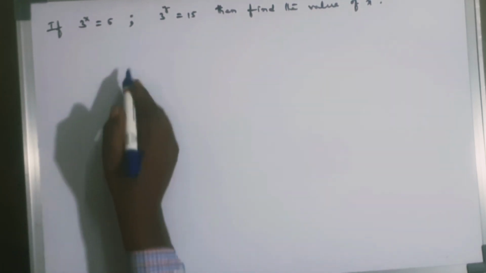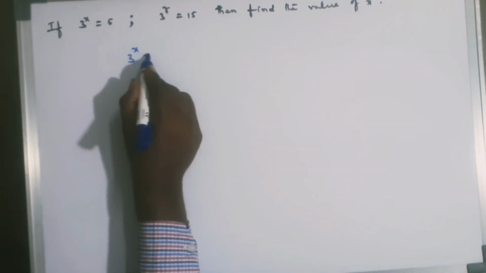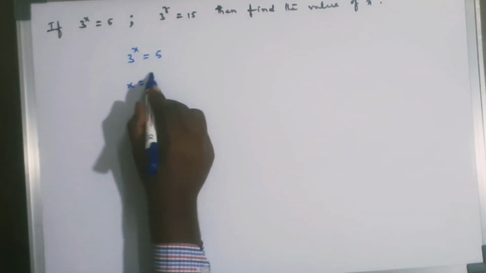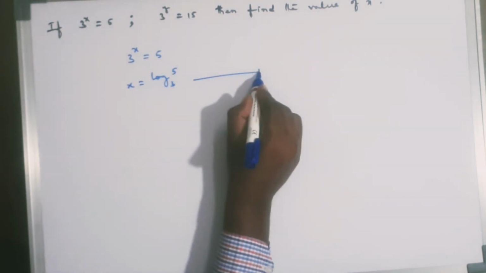Next question is, if 3 to the power of x equals 5 and 3 to the power of y equals 15, then find the value of x. So don't be confused by looking at the question. It's one of the easiest questions. Let us go for the question. 3 to the power of x equals 5. Apply the log. x equals log base 3 to 5. Equation number 1.